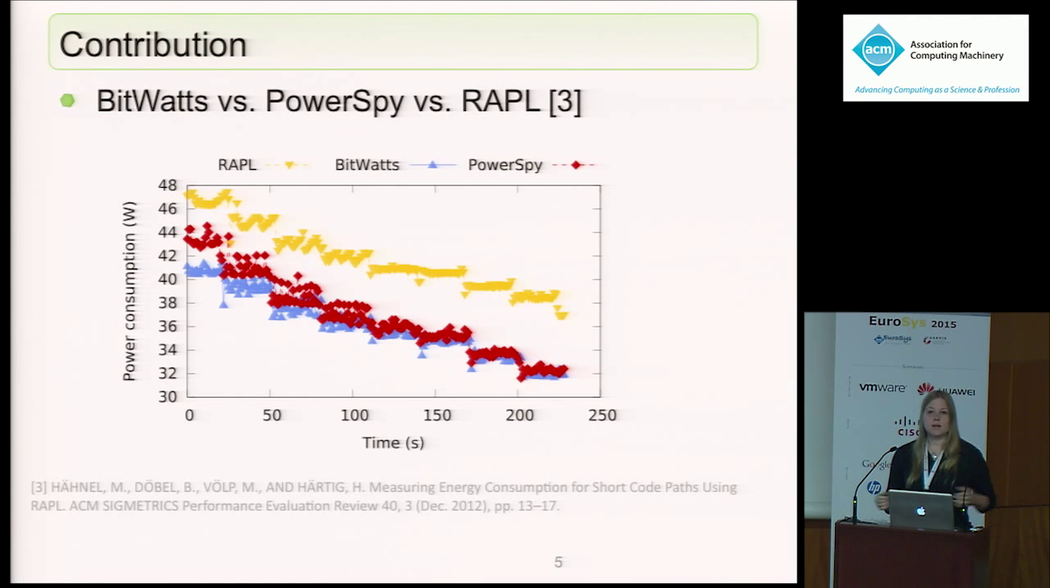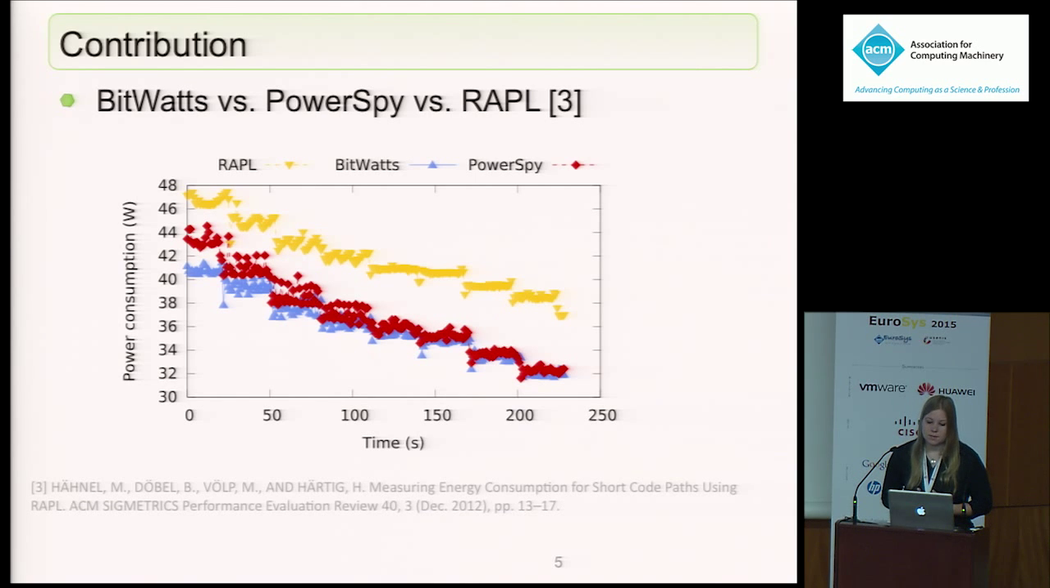Now some of you might think, why are they not just using the Intel RAPL counters that do exist? If we look at this workload, which is a decreasing CPU workload, and we consider the power consumption over time, we compare the power estimation done by the RAPL counters to the power estimation done by BitWatts, our approach, and values that we measured with a physical power meter called PowerSpy. We noticed that, generally, for the RAPL counters, the tendency is correct, but there is an overestimation, especially when the load of the CPU is getting lower.